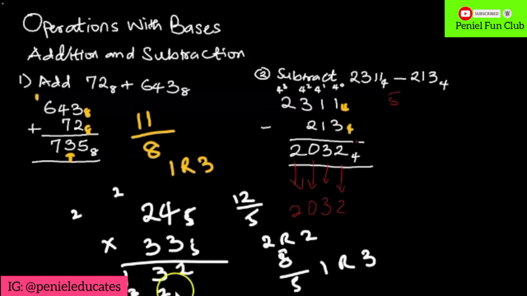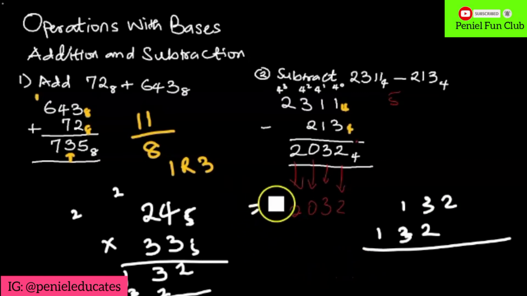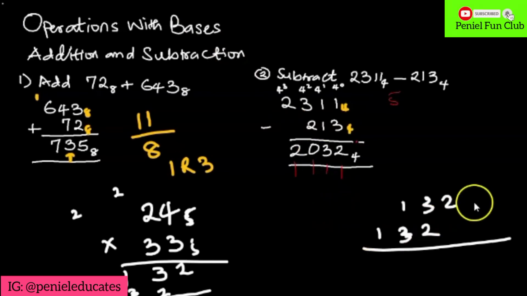So if I add this together, that is 1, 3, 2, and I have another 1, 3, 2. Okay, so if I'm to add that, let me just quickly do some cleaning up there. Alright, so if I'm to add that, don't forget I will also be adding in base 5.